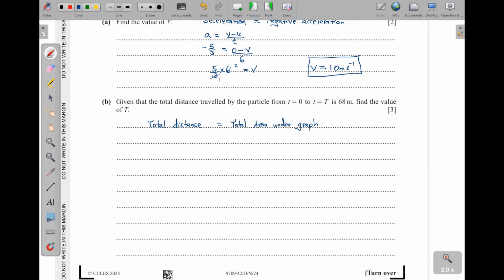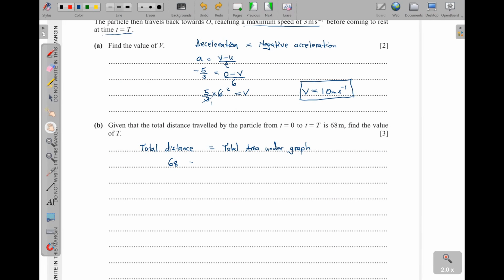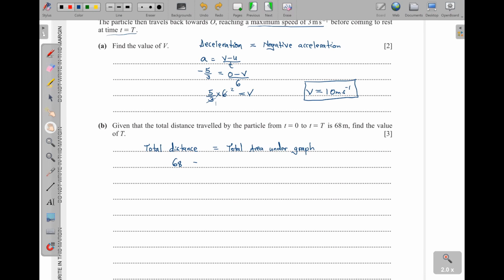So now let's look at the distance. The distance is given as 68, so I'll write 68 here. And then the first one here is a triangle whose base is 10, and then the height is the v we have gotten, which is also 10. Okay. So we just substitute here. So 68 is equivalent to a half times the base, which is 10, times also the height, which is 10.